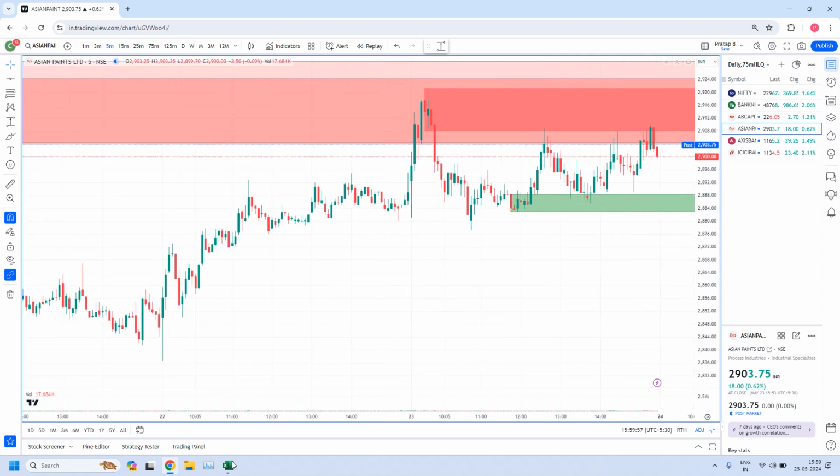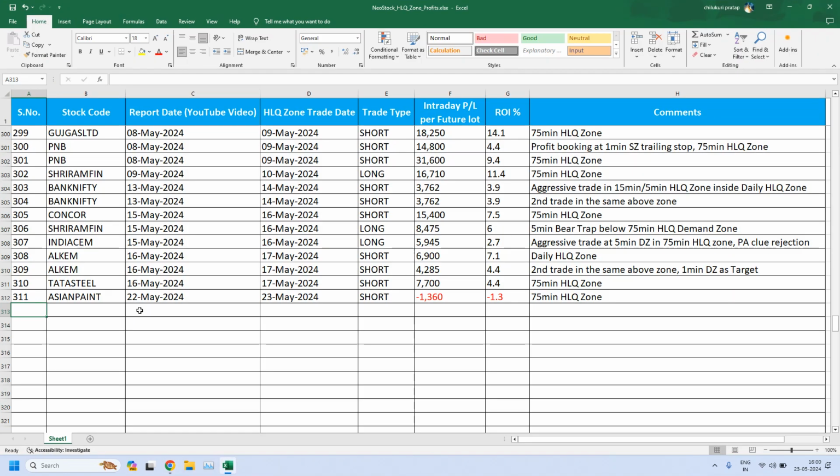So the earlier stopped out trade in Asian Paints has given 1,360 rupees loss. I am calculating as per one futures margin, which is negative ROI 1.3, minus 1.3 negative ROI it has given. On your total capital, this was our loss.